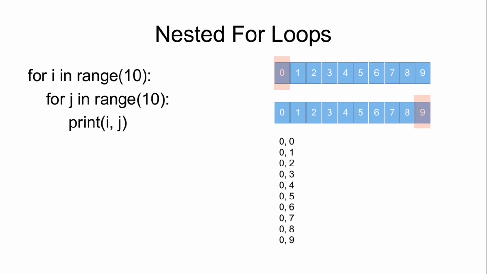And then the external loop will go to its next iteration. i will have the value of 1 and j will have the value of 0. Print will execute and print 1 and 0. Then j will have the value of 1. Print will execute and so on until the external loop reaches its final value, which is 9 also.